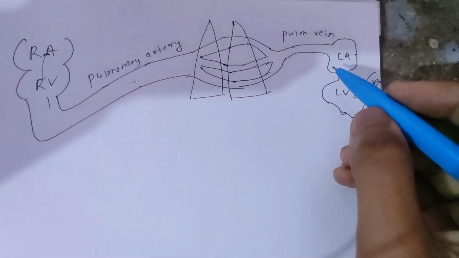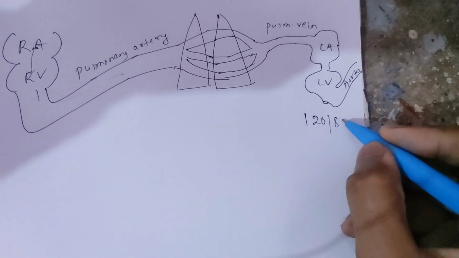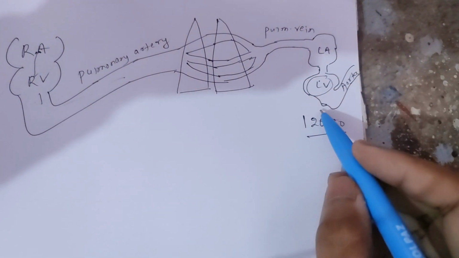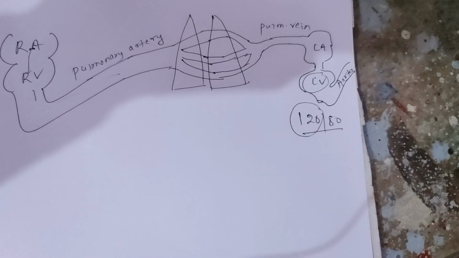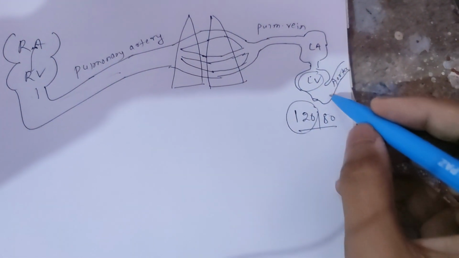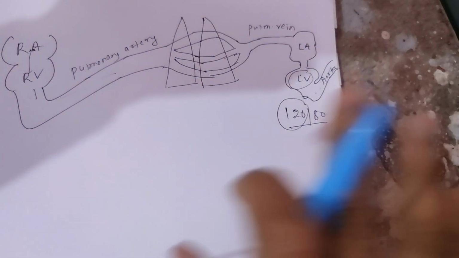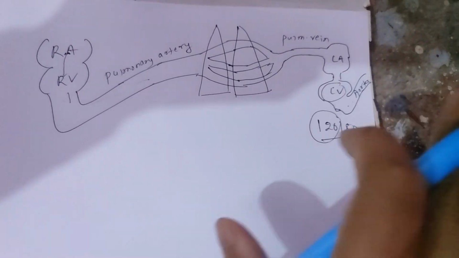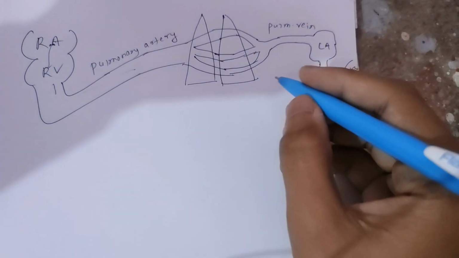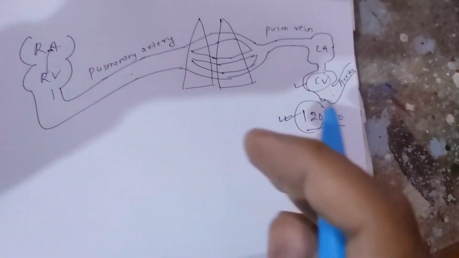So in the aorta, systolic pressure is 120, diastolic pressure is 80. So the left ventricle has to generate 120 mmHg pressure to push the blood in the aorta, because this circuit is very long. The aorta goes to the descending aorta, and the descending aorta branches into different arteries and goes to different organs, so it has to travel a long distance. So the left ventricle has to generate greater pressure, about 120 mmHg.